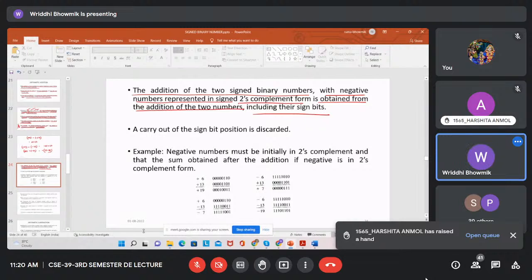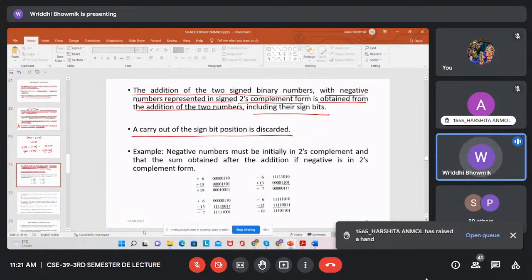Okay. So we are talking about the addition of two signed binary numbers, with the negative numbers represented in signed 2's complement form. The sum is obtained from the addition of the two numbers, including their sign bits. The carry out of the sign bit position is discarded.